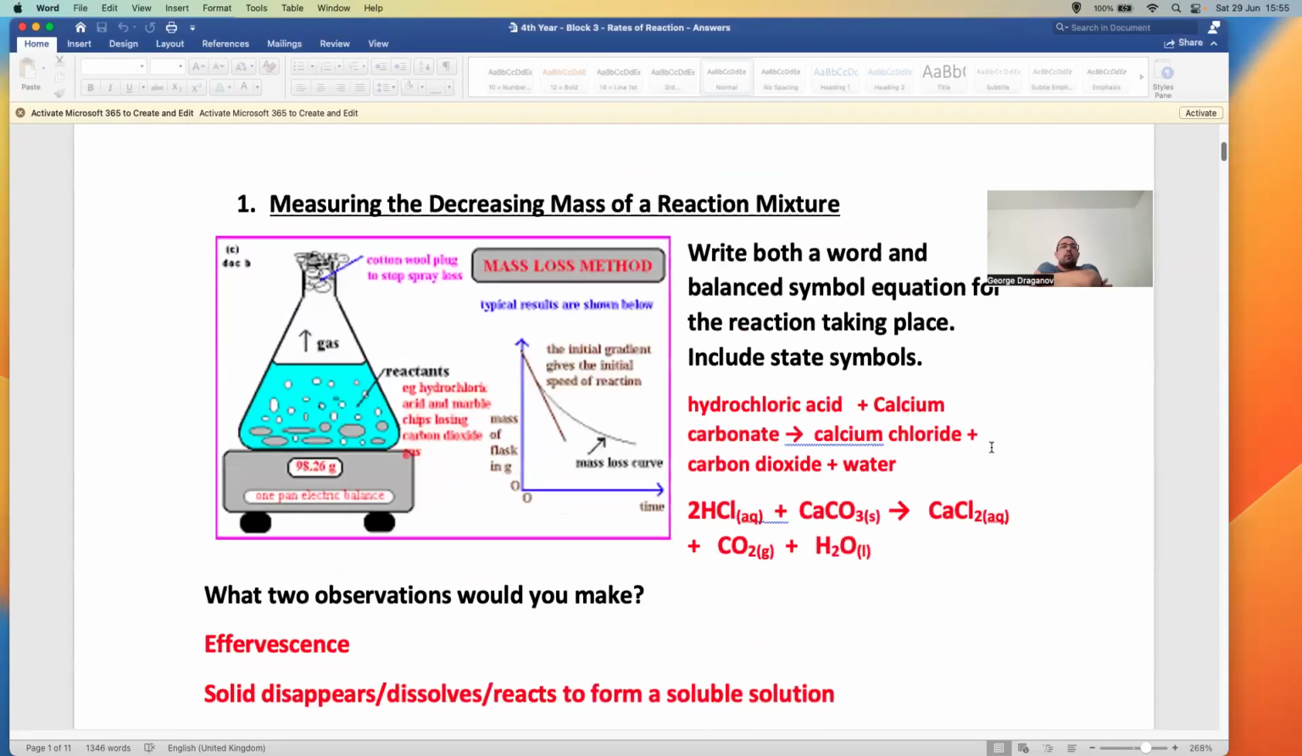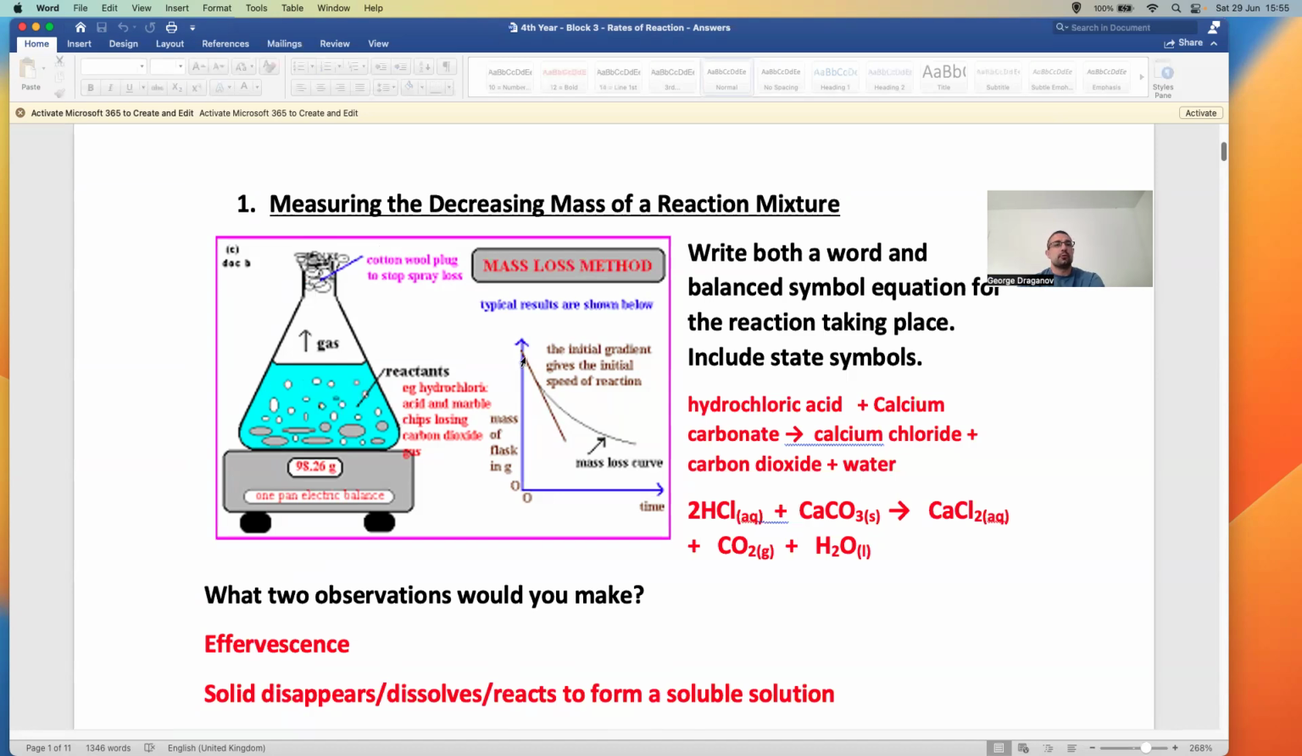Method one, we could measure the decrease of mass of reactants. So for example, if you take some marble chips, calcium carbonate, and add some acid, then carbon dioxide is produced, which will fizz, and it will actually go through the cotton wool and out. Do not think the cotton wool stops the CO2 escaping. The purpose of the cotton wool is to stop spray loss, which means because of the vigorous fizzing, acid or other particles may spray out.